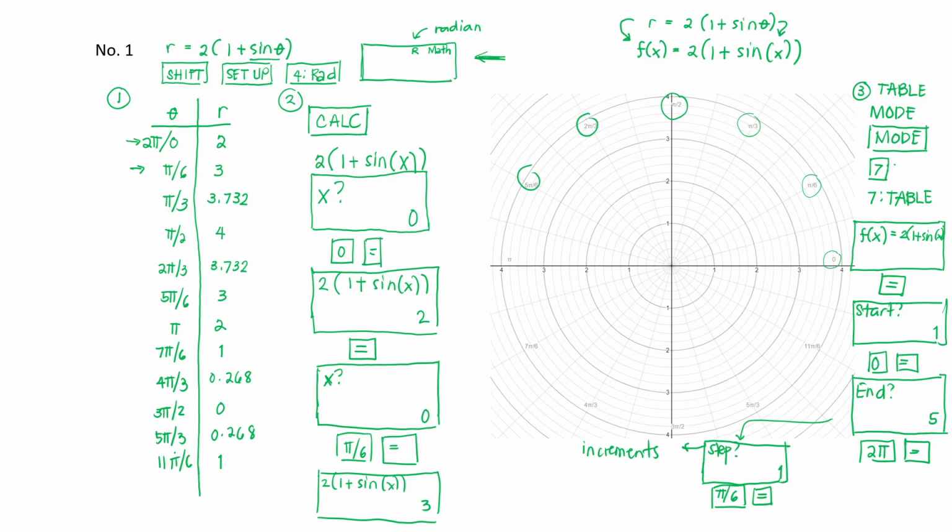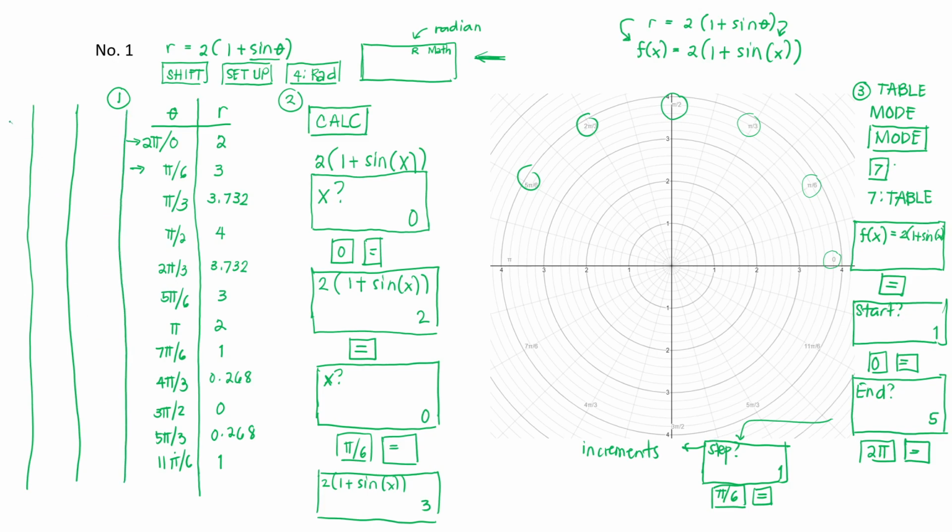I mean 30 degrees there. So once you press the equal sign, it will give you a table. So I will just put this on the left side, in number 1. The table will give you two columns. Two columns will appear on the screen of your calculator, x and then f of x.